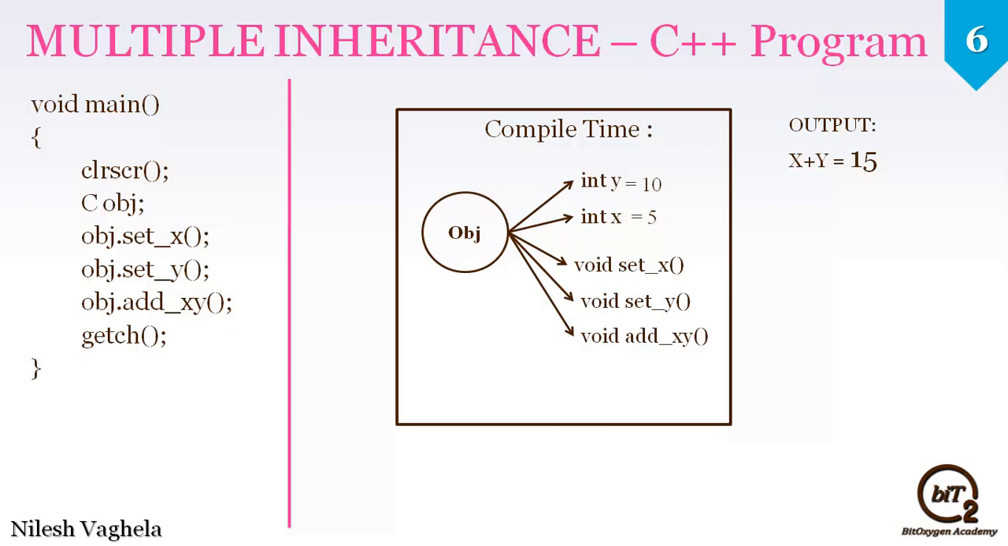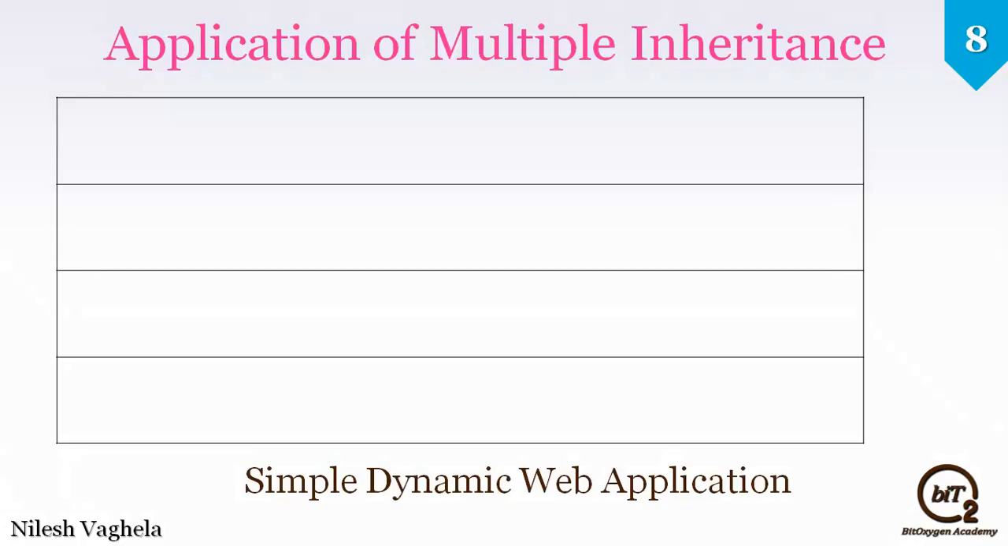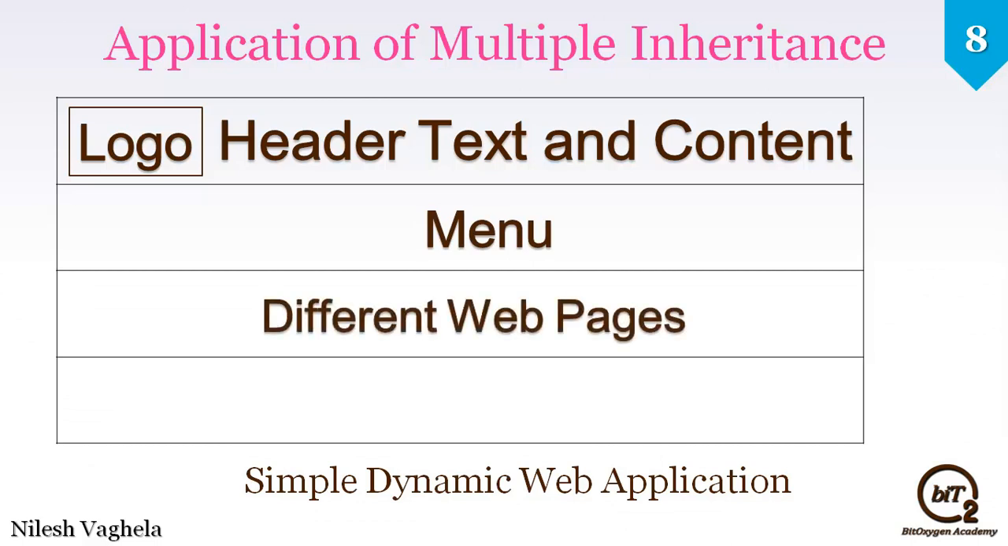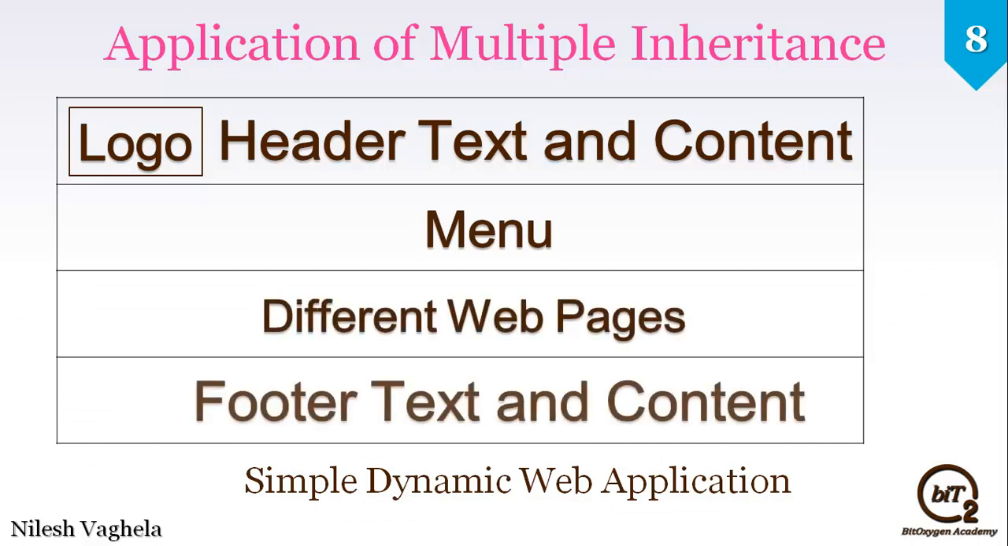Now we will see the application. The simplest application which I am illustrating here is a dynamic web application. This is the structure of a web application where there will be a header section including logo and some text, then a menu section, some dynamic web pages, and then at last the footer text and content. For the entire website, the different web pages will change, but the header text, menu and footer text will be the same and have to be included in every web page.